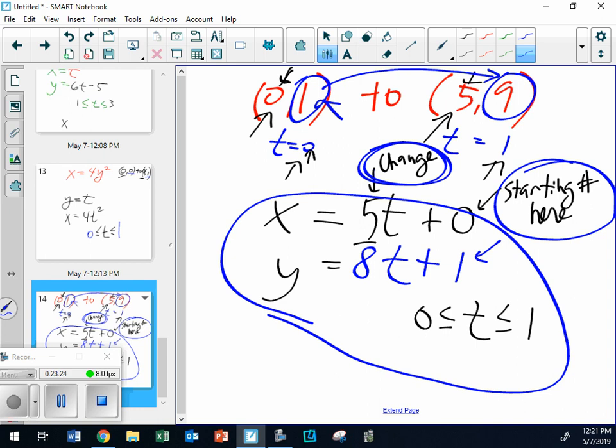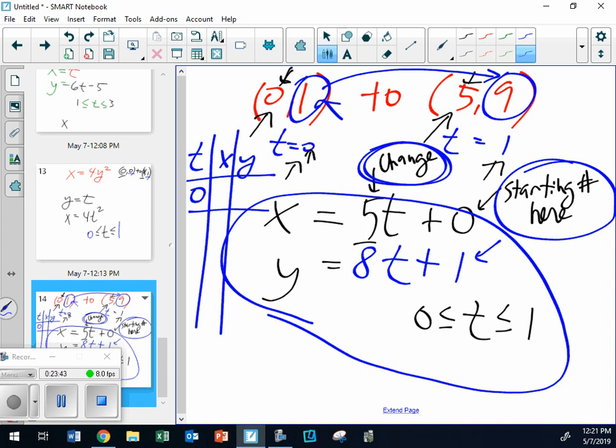If I needed to check myself before I wreck myself on the test, and there's only a few problems, like there's only a few R3s, wouldn't it be smart to make a TXY chart and make sure it actually worked? If you did that, think about this. When you put in time equals 0, you better get what point? 0, 1. And when you put in time equals 1, you better get 5, 9. Get what I'm saying?